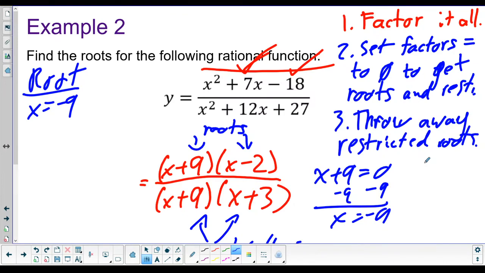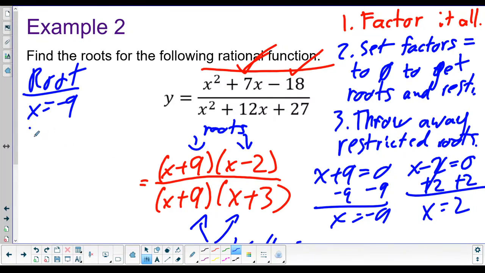Doing the same thing with x minus 2. X minus 2 equals 0. Add 2 on both sides. X equals 2. All right, sweet. X is 2. Okay, now we go to the bottom. So we're looking for our restrictions.